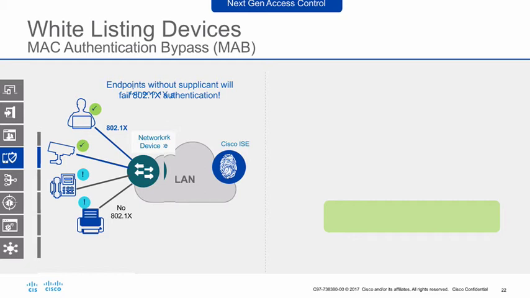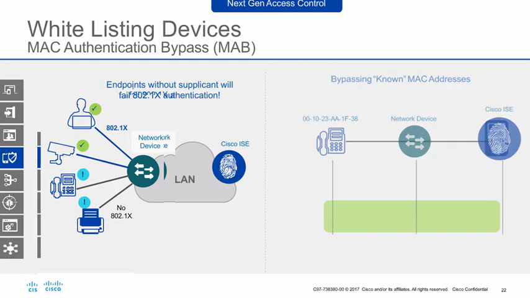Now, MAC auth bypass was something that was developed to be kind of a Band-Aid solution. Ultimately, we want customers to go to 802.1x because it's a more secure authentication mechanism. So if they don't have that, we can do something called MAC auth bypass. And basically, let's see how this works.